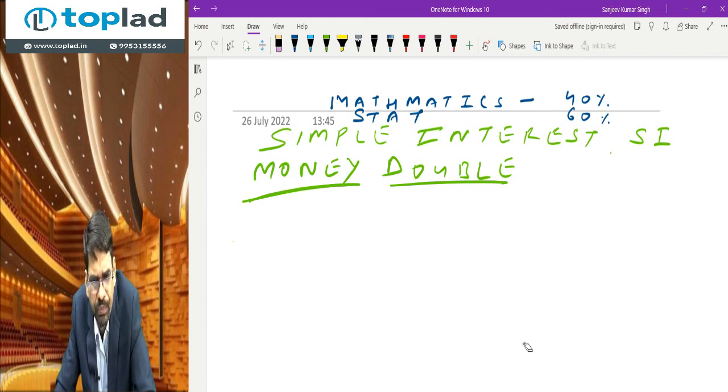I hope on this concept, money double, money triple, money 4 times, 5 times, 6 times, n number of times, I think you feel very comfortable. You feel very comfortable.